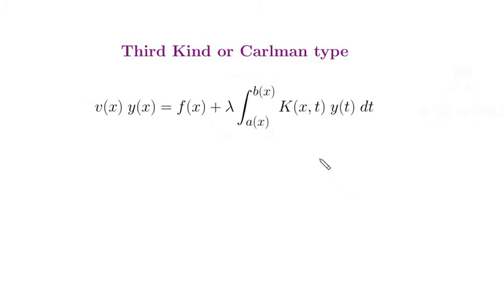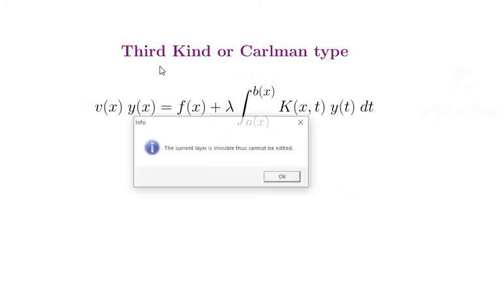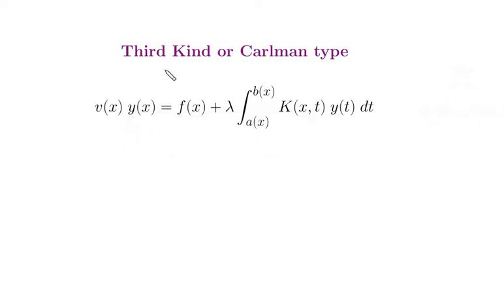Next is the integral equation of the third kind. It is also called the Carleman type. So in this general form, this v(x) is not equal to a constant, or I can say it is not equal to 1. That constant should not be equal to 1. So for this kind, let us take straightforward examples.